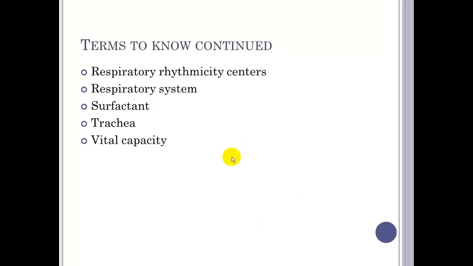Surfactant. In the alveolar sac, you have surfactant that allows this alveolar sac to stay open, and it allows for surface tension to occur and then to exchange gases. Without surfactant, this would collapse and kind of collapse in on itself.